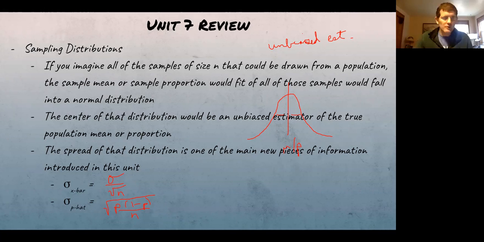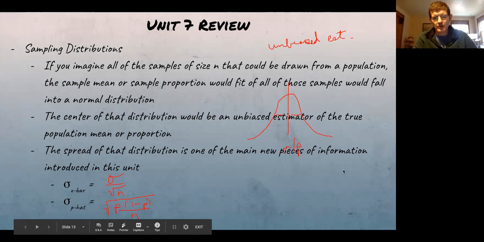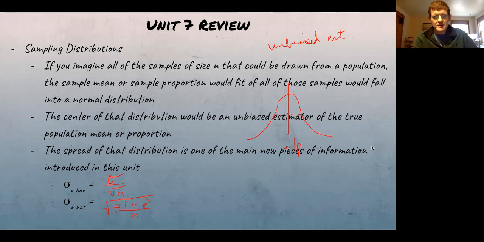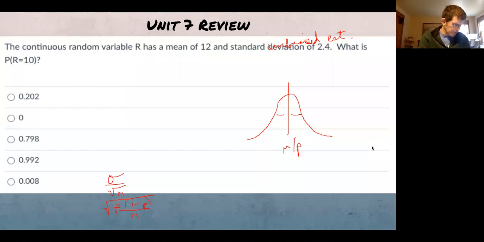Now with this unit, we were always assuming that we knew the true population parameters. Moving forward, we didn't know that, so we used p hat to estimate it. That's why we call it standard error. Okay, let's move forward and do some practice with this.